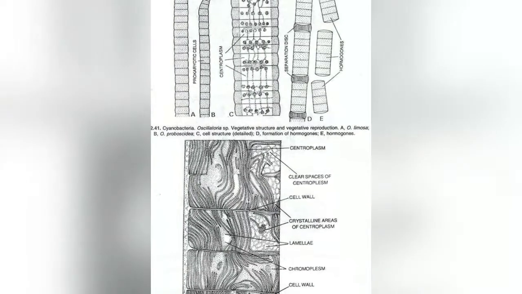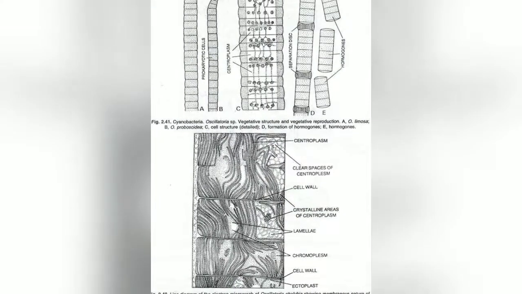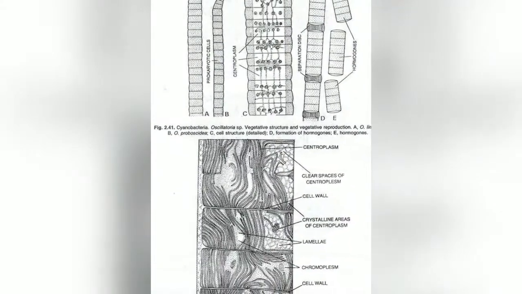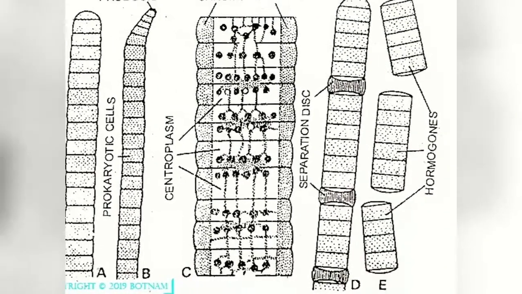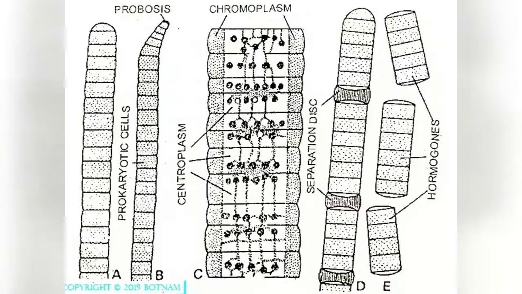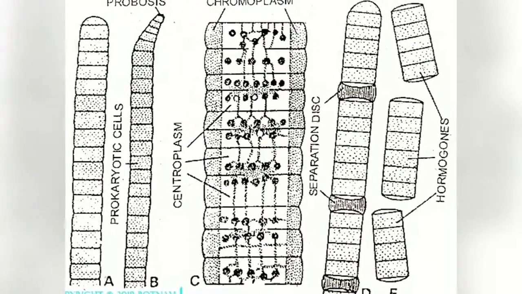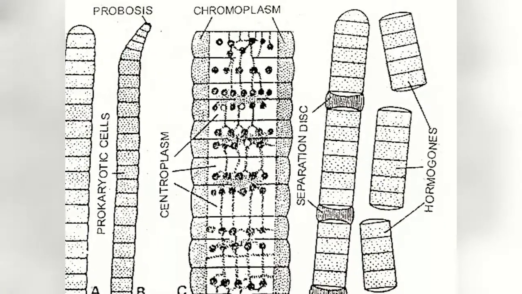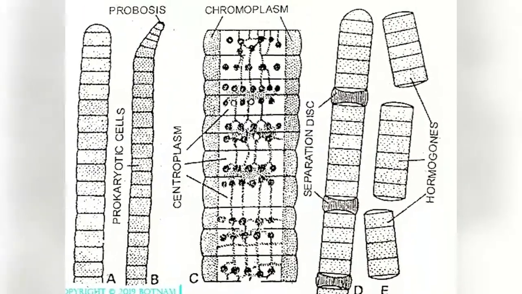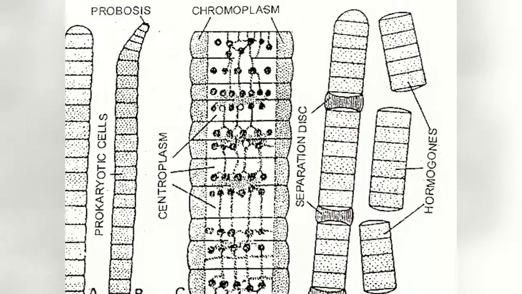Centroplasm is also known as nucleoplasm and is present in the central region of the cell. It has nuclear material, but nuclear membrane and nucleoli are absent. This region stands like the nucleus of eukaryotes. It is not completely differentiated and it interfingers with peripheral chromoplasm. So this is the cell structure of Oscillatoria.